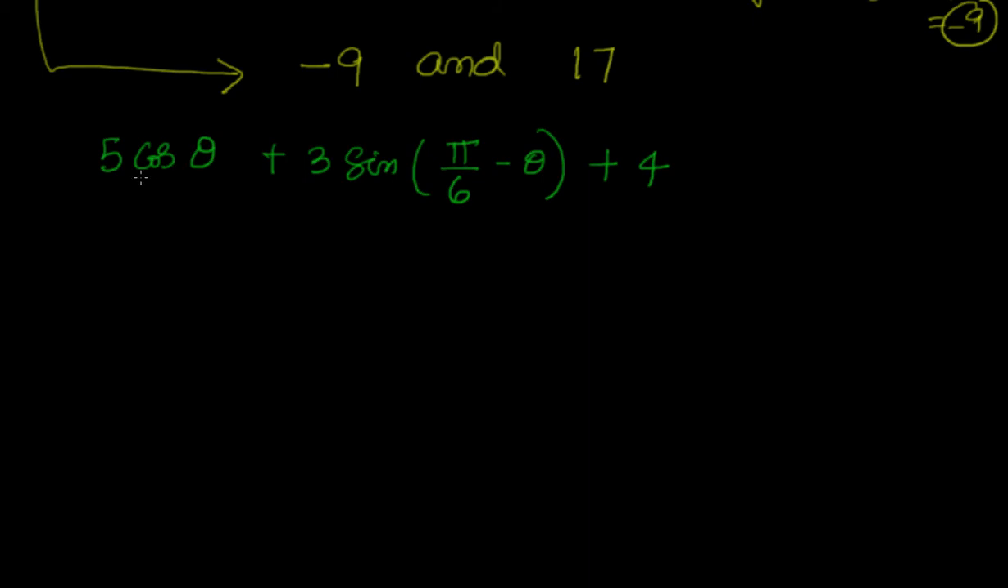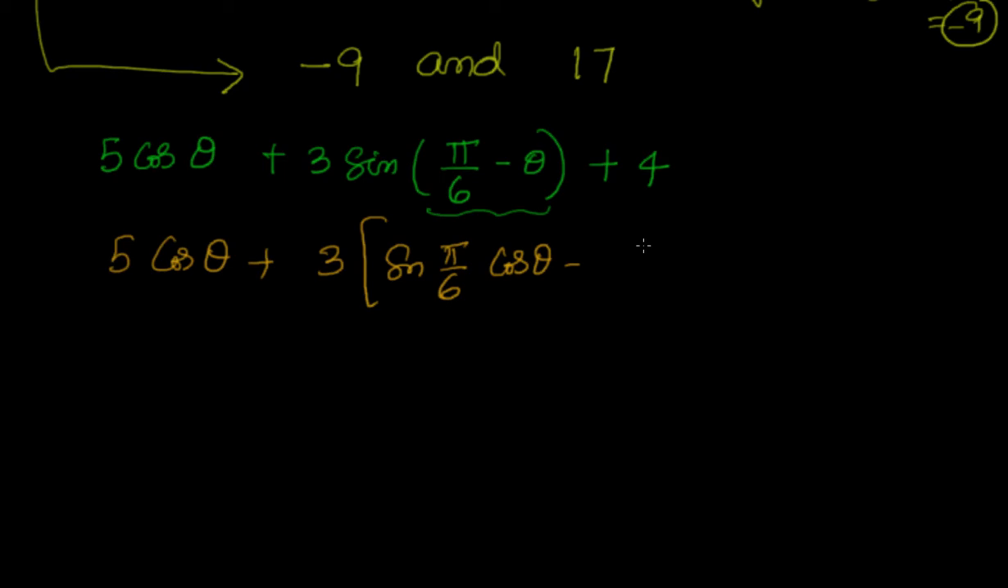Now it's not straightforward because we don't have it in the form of a cos theta plus b sin theta. I don't have pi by 6, I don't have theta. Instead of that I have pi by 6 minus theta. So I will apply the formula of sin of a minus b and try to expand this. So let's go to the next step. That will be 5 cos theta plus 3 into sin pi by 6 cos theta minus cos pi by 6 sin theta plus 4.